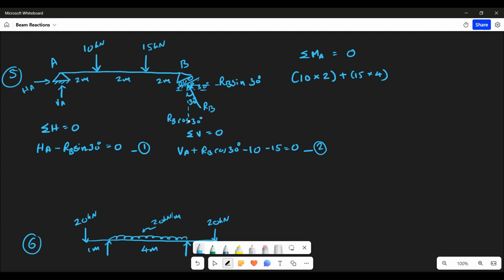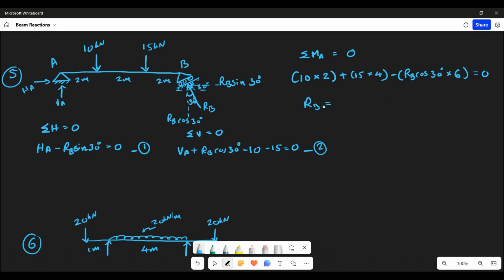You get moment due to this RB cos 30, and RB cos 30 is going upwards. It will be generating anti-clockwise moment. So you get this as minus RB cos of 30 degree. This is your force. And how much is the distance from point A? That is 2 plus 2 plus 2, that is simply 6, is equal to 0.